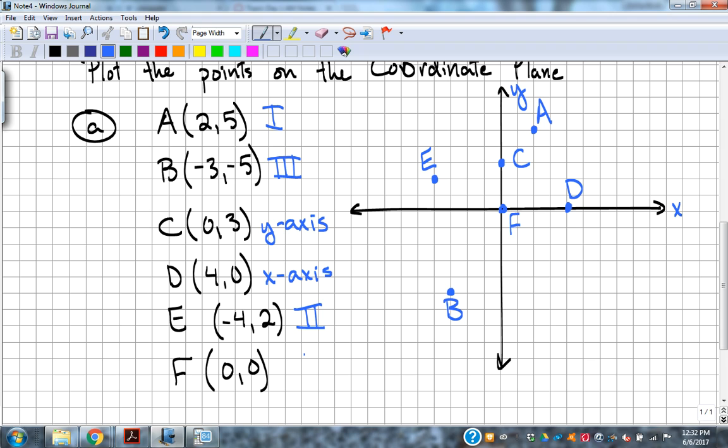And what's the special name for 0, 0? Anybody remember? Yeah, origin. Perfect. So we've plotted some points. We've stated their location. We've done some good work there.